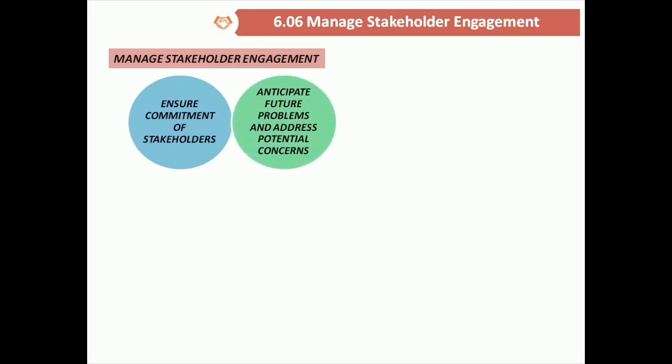Activities involved in managing the stakeholder engagement process are to ensure commitment of stakeholders at all stages of the project. Also ensure stakeholder expectations are met. We should be able to anticipate future problems and address potential concerns throughout the life cycle of the project.